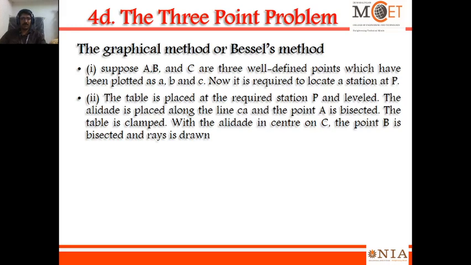This is the graphical or the Bessel's method, the most accurate method. Suppose capital A, B, C are the three well-defined points which were plotted in the map as small a, b, c. Now it is required to locate a station at P. The table is placed at the required station P, where I need to determine approximately if the points A, B, C on the ground are in such a way. I am setting my instrument parallel to those three points approximately, and I try to confirm that my position will be right. The table is clamped.